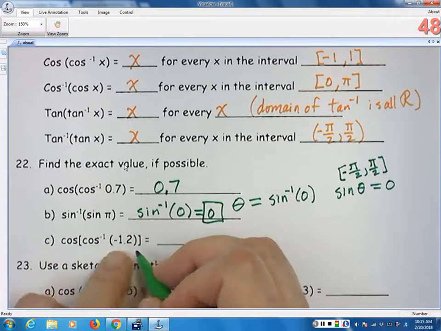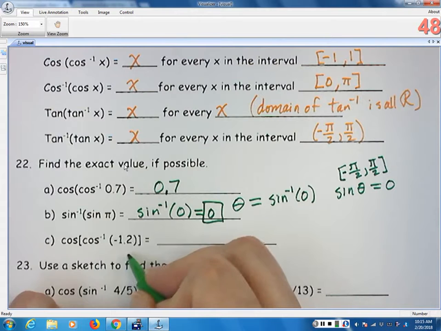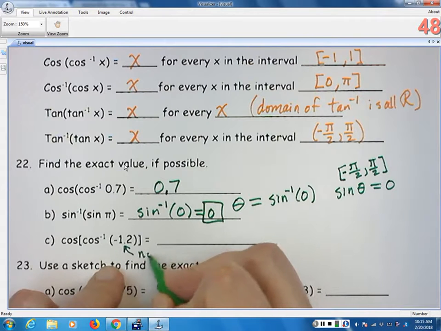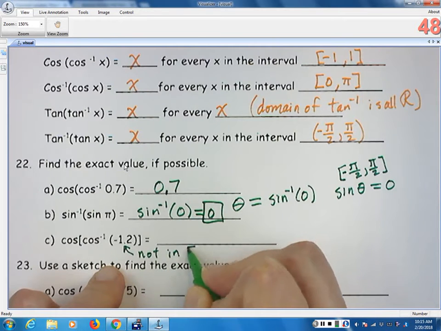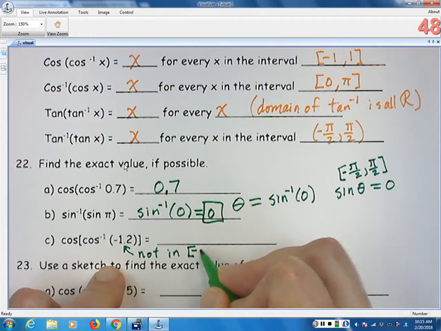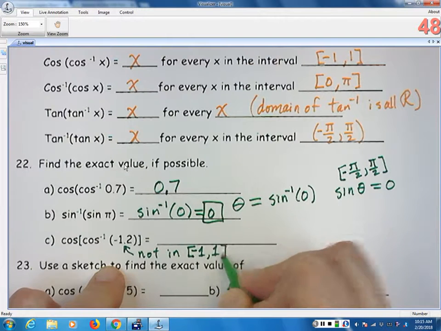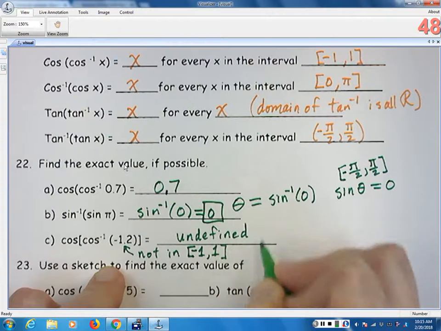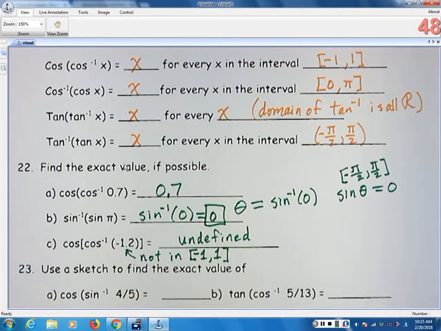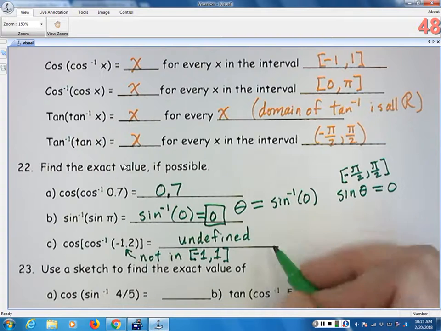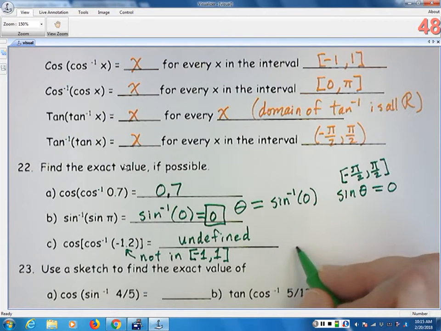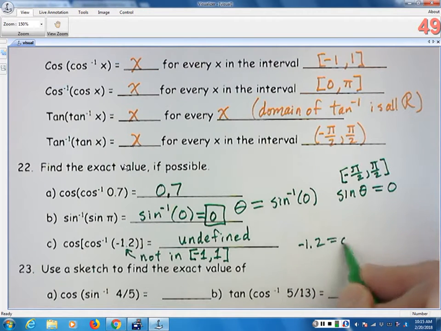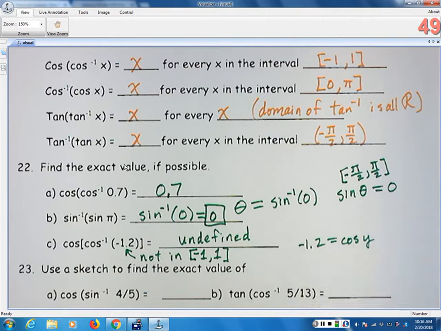Minus 1.2. This is not in minus 1 to 1, so this is undefined. You could rewrite it as minus 1.2 equals cosine y. You can't take the cosine of an angle and get minus 1.2.